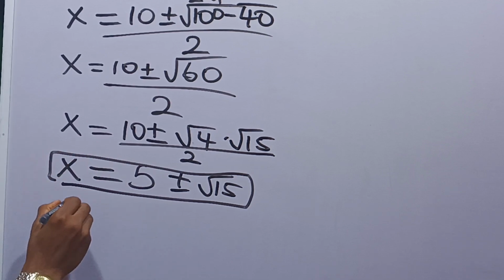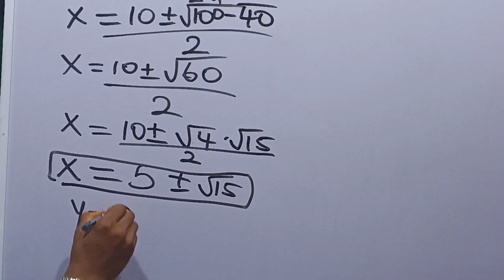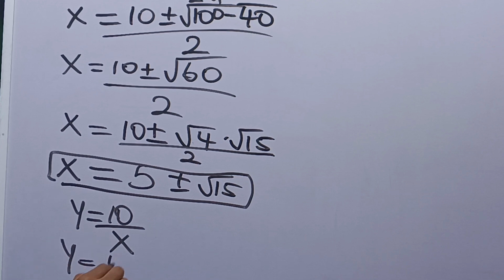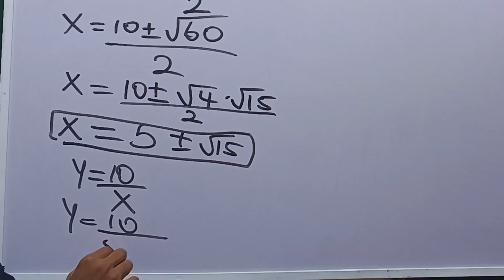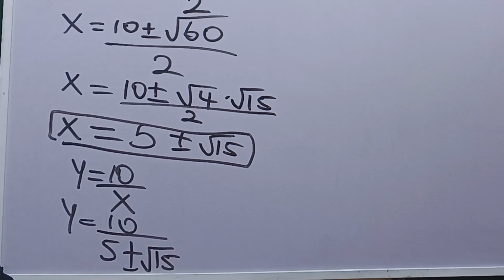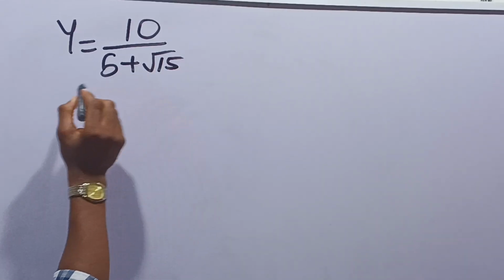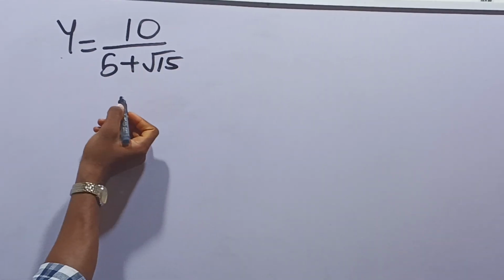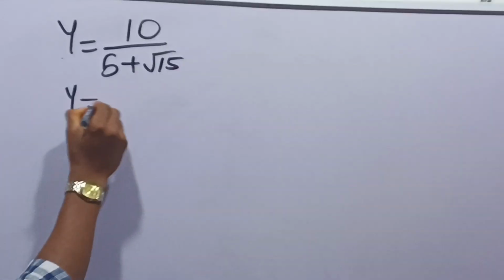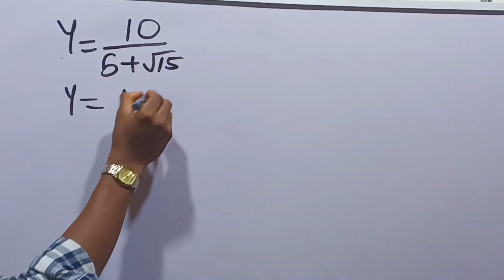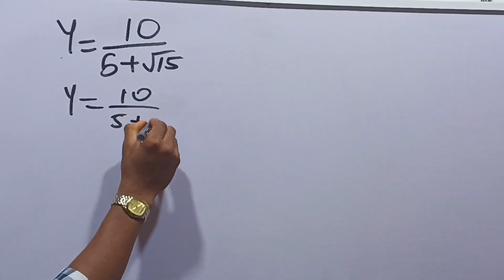Now recall that y is equal to 10 over x. From here, we can simply say that y will become equal to 10 divided by 5 plus or minus root of 15. Now, let's pick one and solve. Let's pick plus, for example. So when x is equal to 5 plus root of 15, we have that y is equal to 10 divided by 5 plus root of 15.